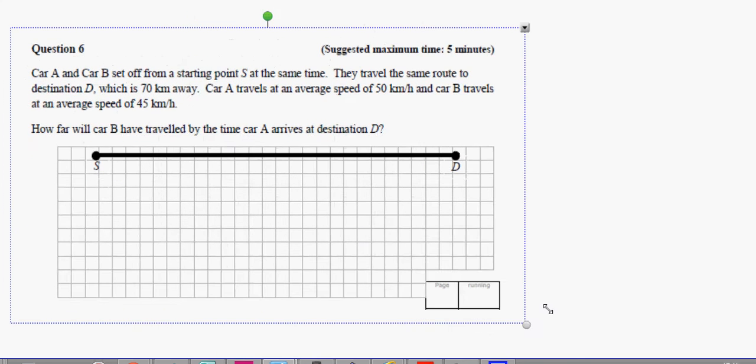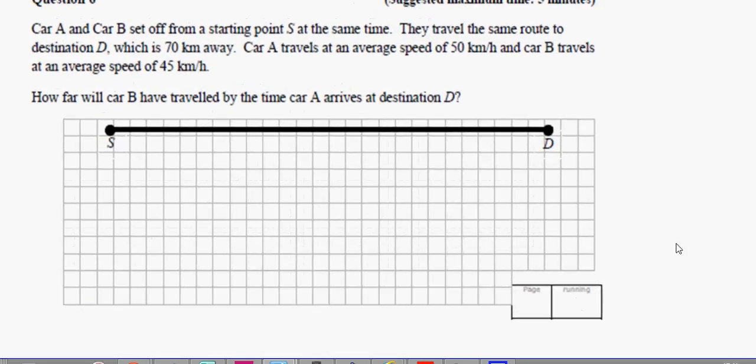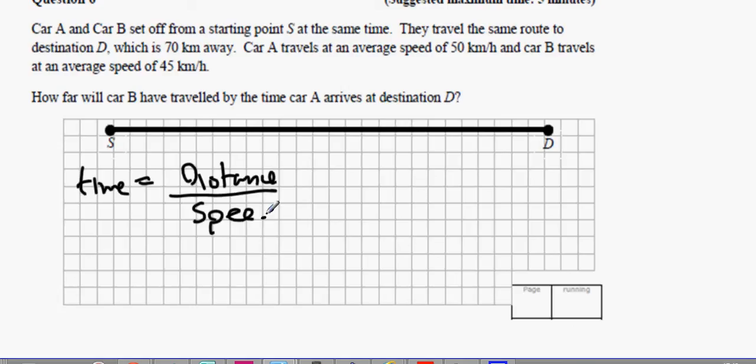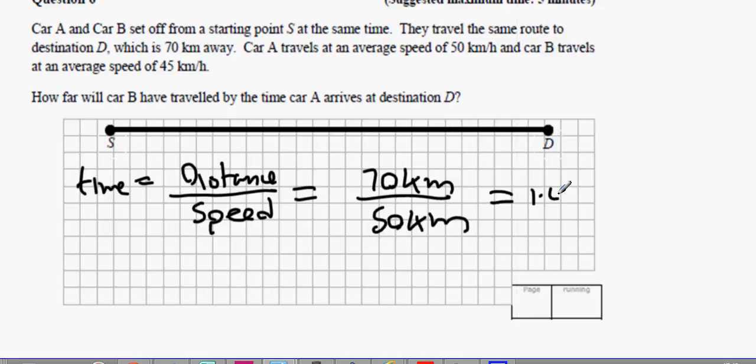Car A and car B set off from a starting point S at the same time. They travel the same route to their destination D, which is 70 kilometers away. Car A travels at a speed of 50 kilometers an hour and car B travels at an average speed of 45 kilometers an hour. How far will car B have travelled by the time car A arrives at destination D? First, time equals distance over speed. The distance is 70 kilometers, and car A is traveling 50 kilometers an hour, so it's 70 divided by 50. We get 7 over 5, or 1.4 hours. So it's 1.4 hours when A arrives at destination D.